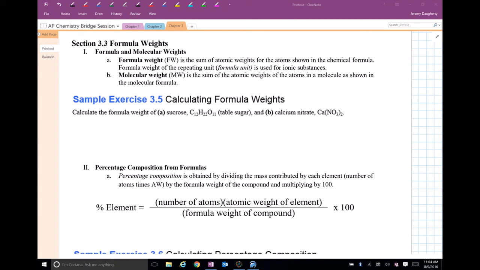Alright, so getting ready to start section 3.3 here, formula weights. Same molar mass, right? Same thing as molar mass.